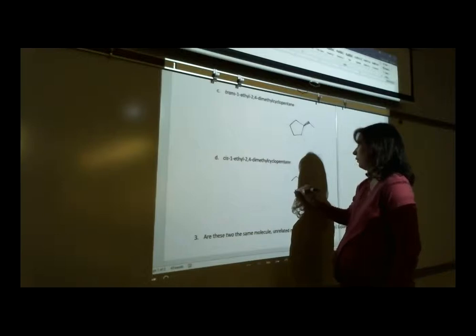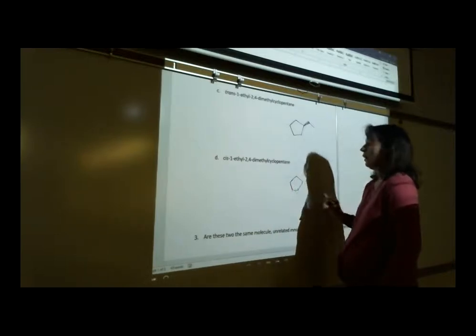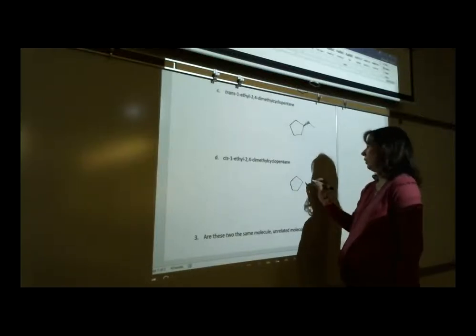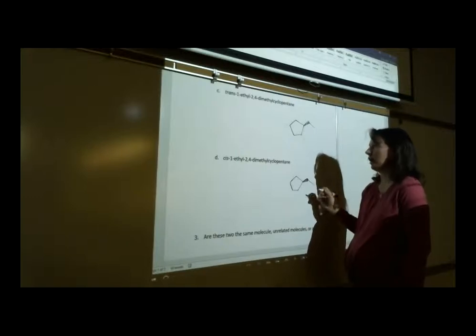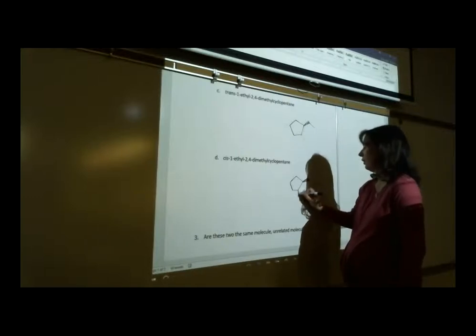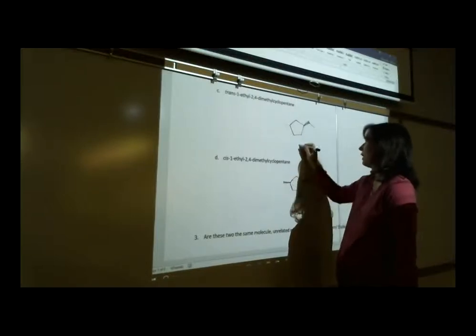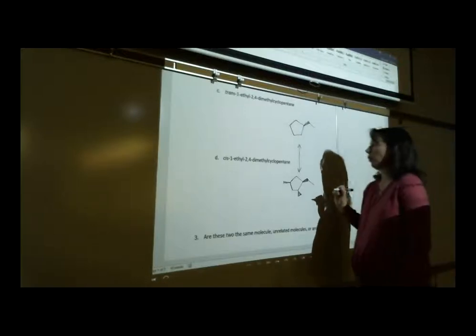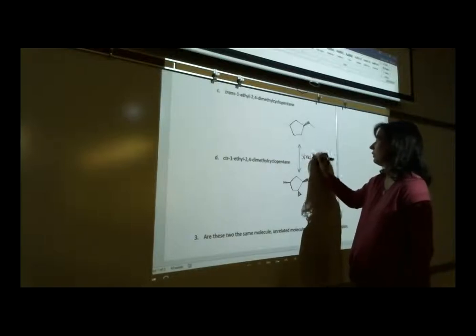1, 2, 3, 4, 5. Don't forget to close the ring. This is cis, so what does that mean? Same. So we've got 1-ethyl. Let's just do this one dashed. And then 2,4-dimethyl. Again, it's the same molecule, right? Just different isomer. So what's the relationship between these two? Are they the same molecule, unrelated, or structural isomers? These would be structural isomers, right?